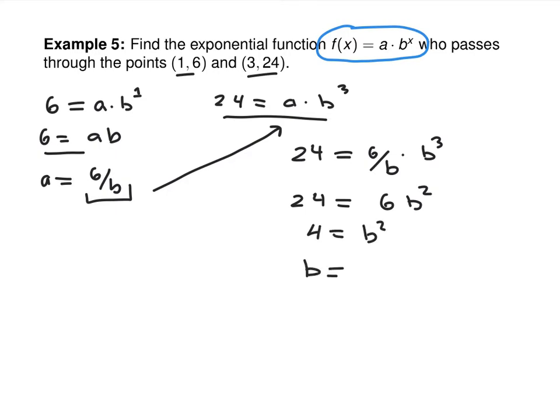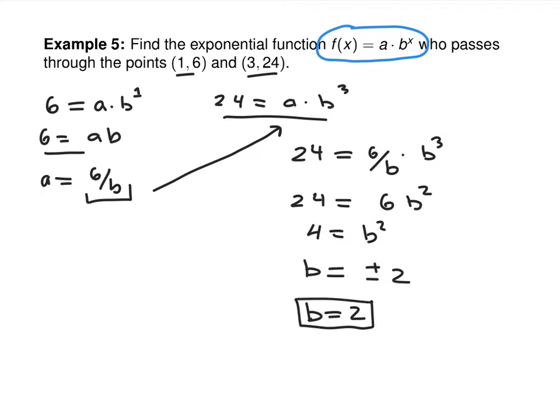Technically, you get b as plus or minus 2. Completely technically. But bases in exponential functions can never be negative. The reason is they're not defined for all numbers then. Think about taking negative 2 to the 1/2 power. That makes imaginary numbers, right? You can't square root negatives, right? 1/2 power is a square root. So your base is 2.